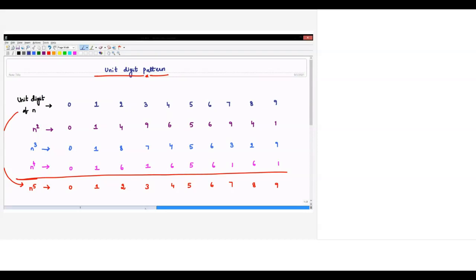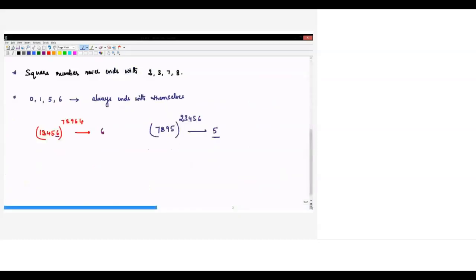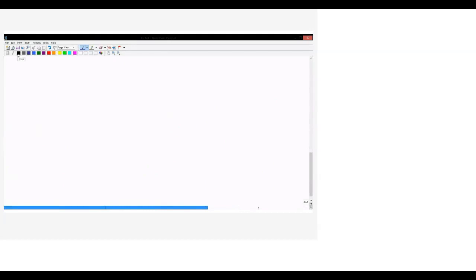When I say two different digits in its powers, 4 power an odd number, which is 4 power 1, is 4 only. 9 power an odd number is also 9 only. Now look at 4 power an even number.